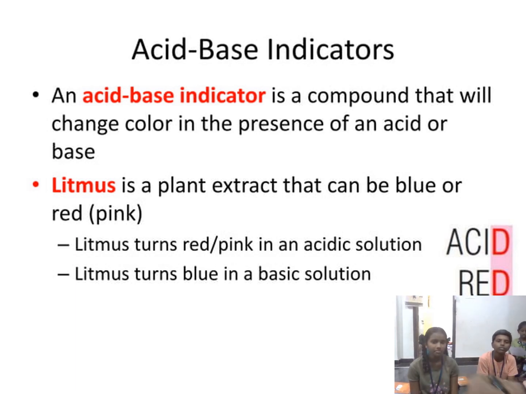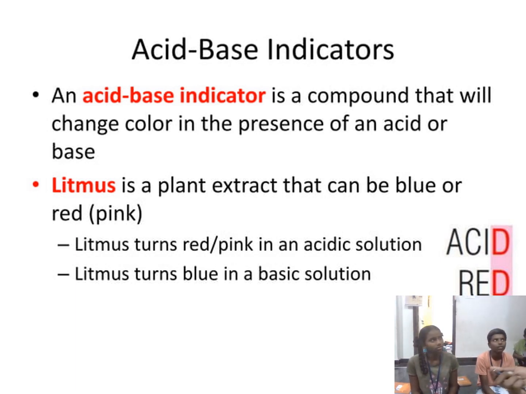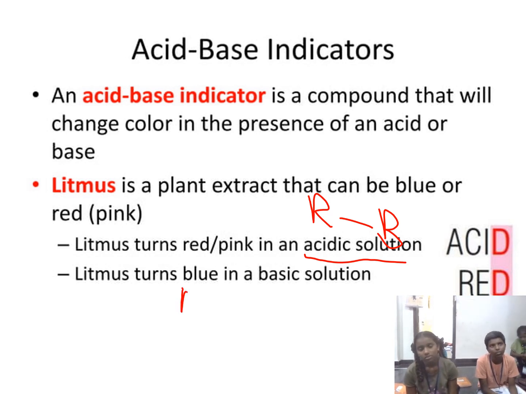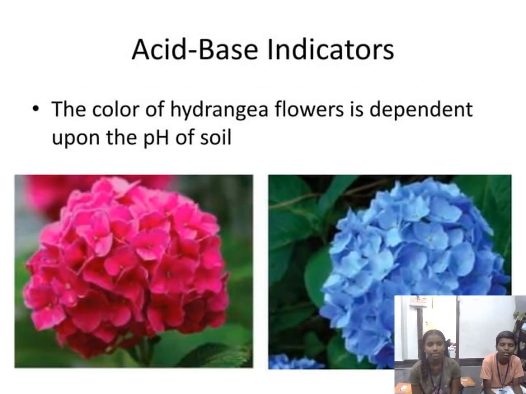For example, litmus is a plant extract that can be blue or red pink. Litmus turns red pink in an acidic solution, and litmus turns blue in a basic solution. Litmus paper is also there. Red litmus paper and blue litmus paper. The red litmus paper in acidic nature, it turns from red to blue. Acidic solution is red color nunchi blue color ki marutundi. If it is a basic solution, it turns from the blue to red. Okay, blue to red. Next.